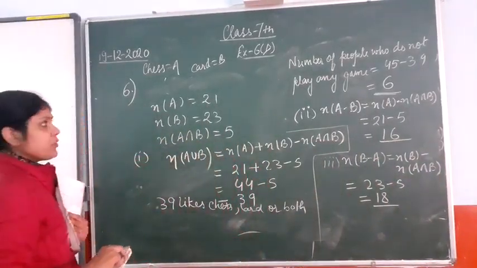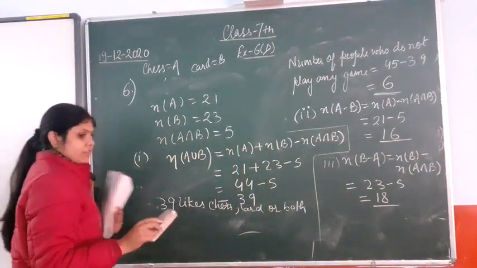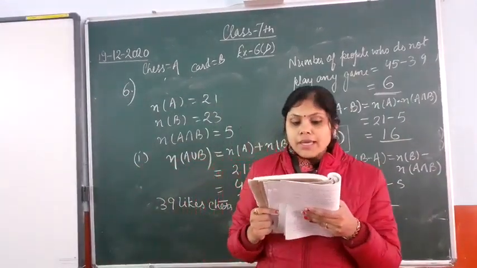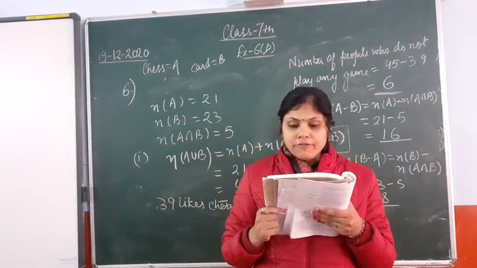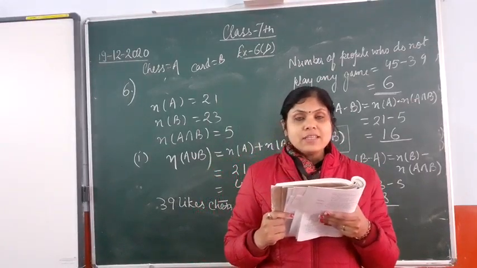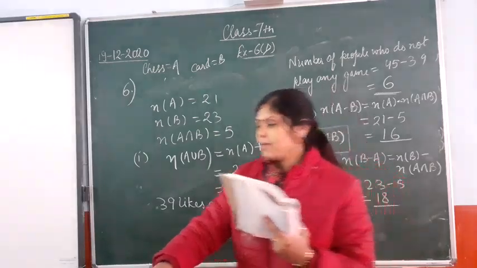So I think it's clear to you all. Now come to seventh question. In a group of 36 girls, each one can either stitch or weave or can do both. Now this statement shows that here union is given.